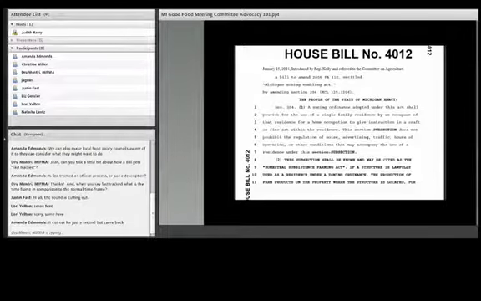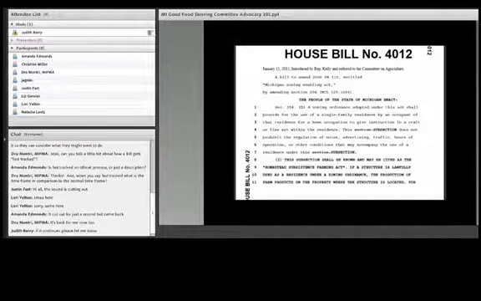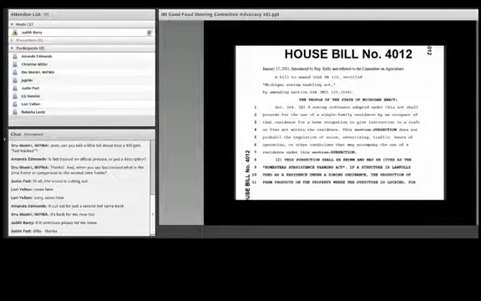So let me go back to House Bill 4012. This bill is introduced by a Republican. There's not been any committee hearing on it. It's sort of an interesting bill. This would be something, do we want to highlight this?